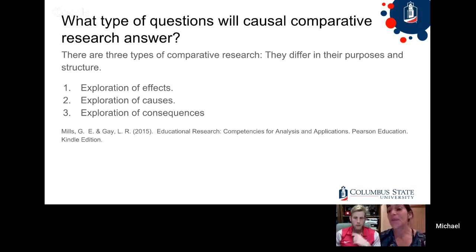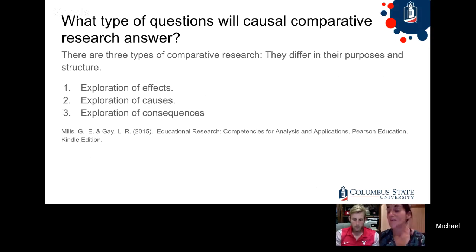In the first type, exploration of effects, the question studies the dependent variable. What are the causes of being in a certain group? An example of this type of relationship was studied in the Army when they were considering allowing women in the infantry. They asked the question, what differences in abilities are caused by gender?